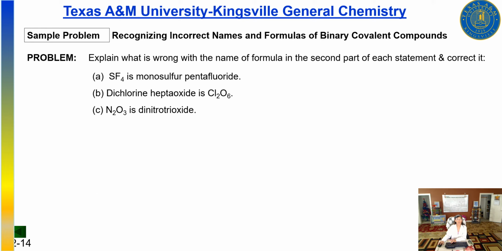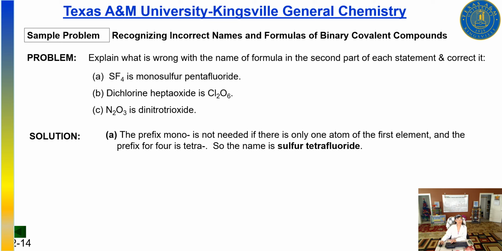So have one more second. I do have a couple examples which are not right, such as SF4. Sorry for that. So you call it monosulfur pentafluoride. We don't do it this way. Number 4 is not penta. Dichlorine heptaoxide. Hepta is not 6. So dinitro trichloride, again, we don't name it this way either.